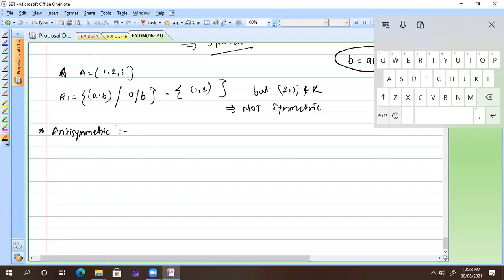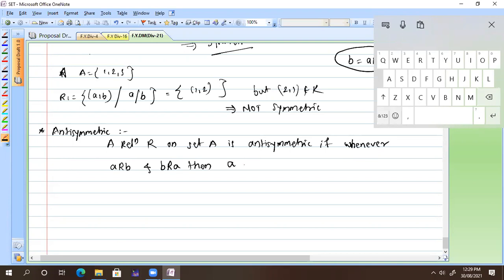A relation R on a set A is anti-symmetric if whenever A is related to B and B is related to A, then A and B are equal.